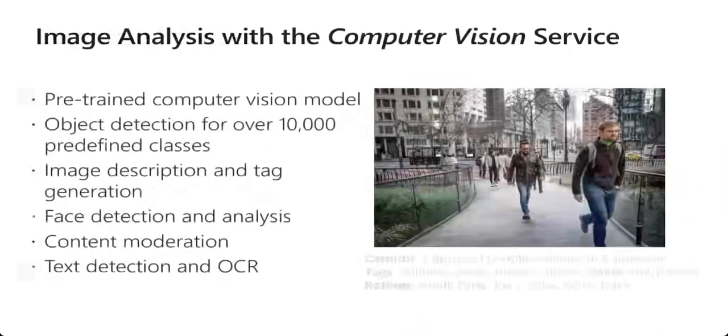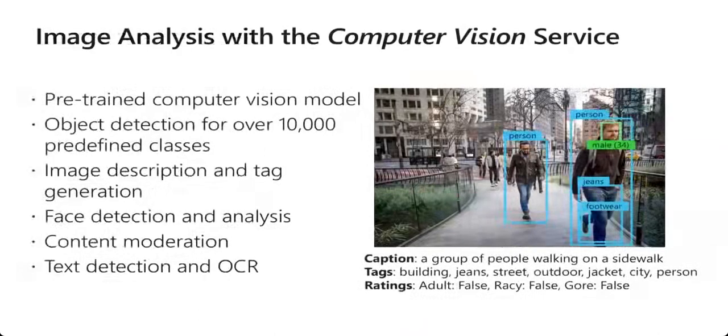When we're looking at image analysis, the Computer Vision Cognitive Service provides a pre-trained computer vision model that you can use to analyze images. And the model can detect and locate over 10,000 classes of common objects, like you see in the picture here: a person, an apple, a couch, a dog, a mountain, or jeans, as you can also see in the picture.